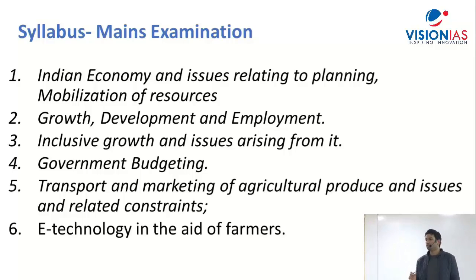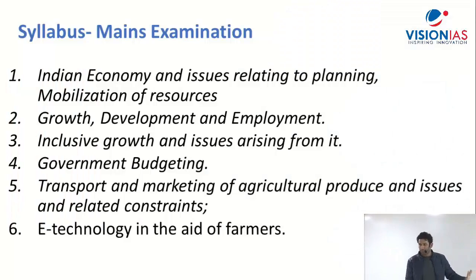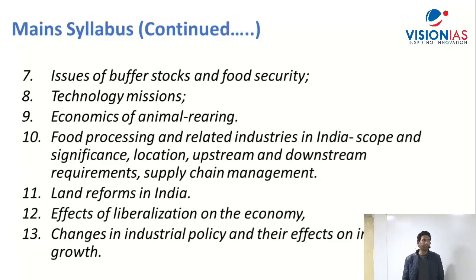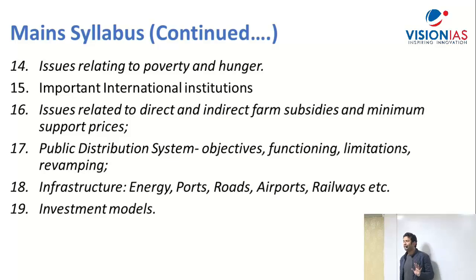Secondly, if I see the syllabus of mains, then the majority of topics of economics you will find in paper number 3, and some topics you will find in paper number 2. Like for example, poverty, unemployment, and moreover, the international organizations like WTO, World Bank that I need to prepare, okay? So in total, you have around 19 topics that I need to cover. Like for example, we have Indian economy and issues relating to planning, growth and development, inclusive growth, government budgeting, then subsidies, then you have e-technology in the aid of farmers, then economics of animal rearing, then you have food processing industry, land reforms, then industrial policy, technology mission, buffer stock, food security, all these kinds of topics you will get. So in total, you have around 19 topics in paper number 2 and paper number 3.